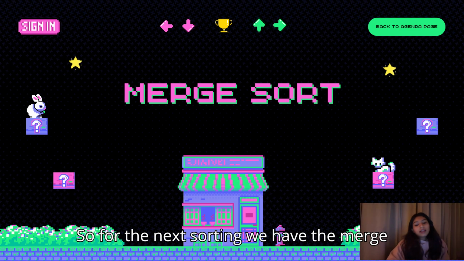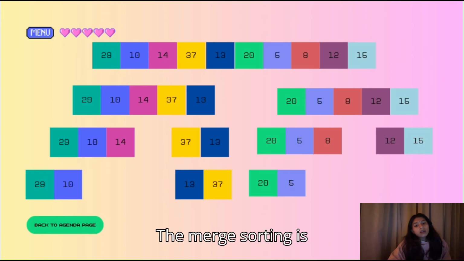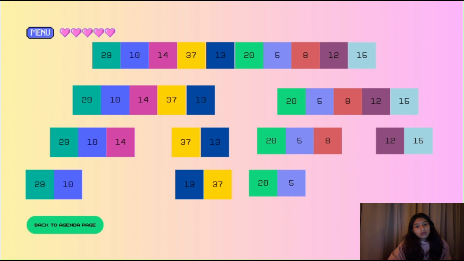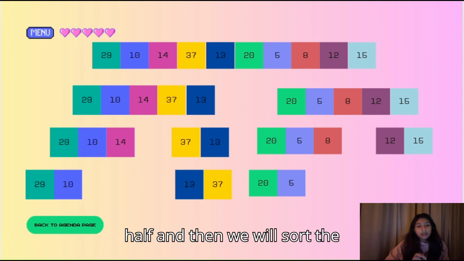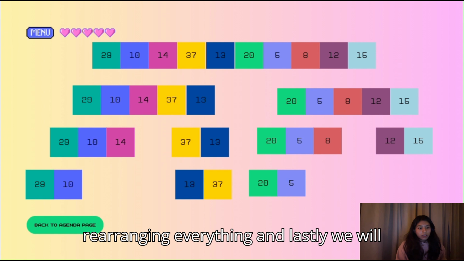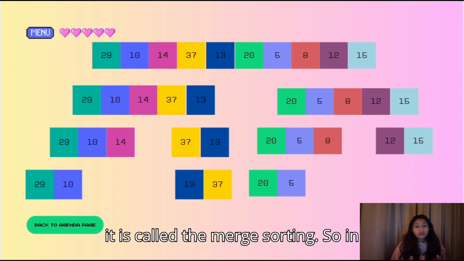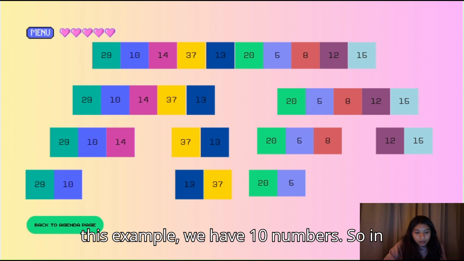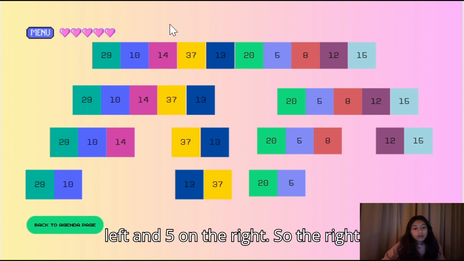So for the next sorting, we have the merge sorting. The merge sorting is actually we have to divide the array into half, and then we will sort the divided array while rearranging everything, and lastly we will merge everything together. So that is why it is called the merge sorting. So in this example we have 10 numbers. So in these 10 numbers I have divided 5 on the left and 5 on the right.